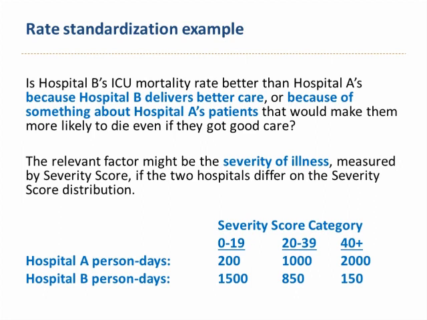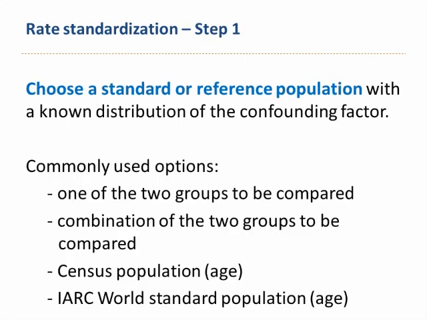We see the opposite for Hospital B, in which the highest number of person days are accrued among patients with the lowest severity score. So immediately we have evidence that patients at Hospital A tend to be sicker than patients at Hospital B. So now we decide that we want to standardize or adjust our mortality rates by severity score.